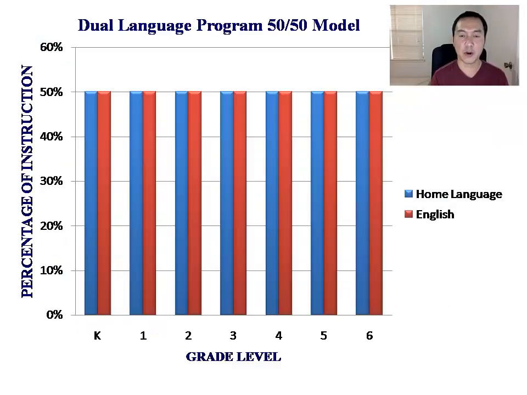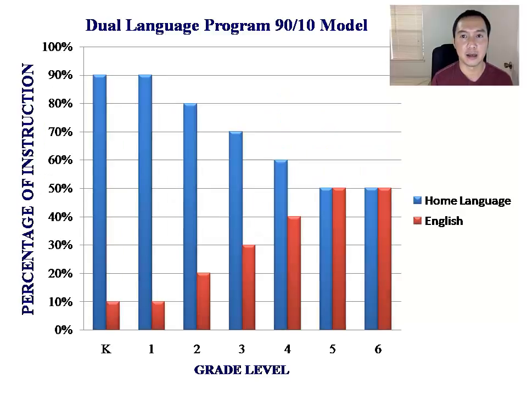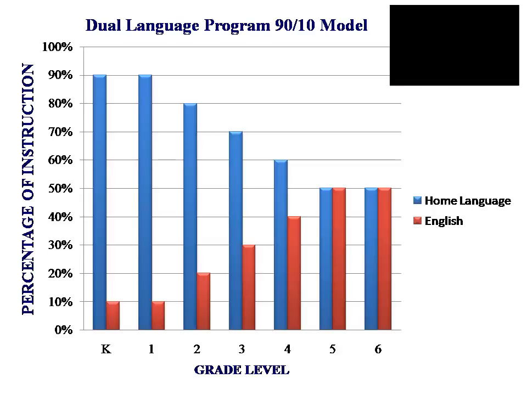In the dual language 50-50 model, 50% of the instruction will be conducted in the home language of the English language learner, and 50% will be conducted in English. For the 90-10 model, 90% will be conducted in the home language of the English learner, and 10% will be conducted in English. Primary language support will also be available upon request of the students.